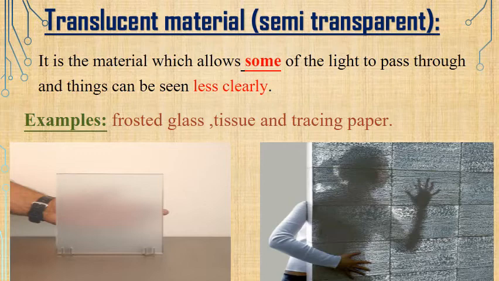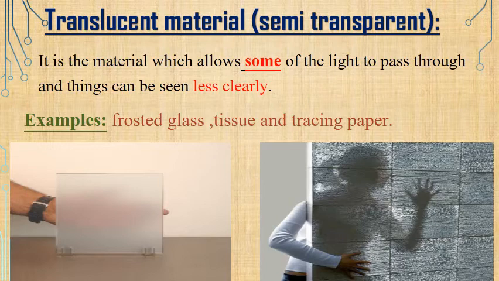Why? Because this surface in front of her is made of translucent materials, and translucent material is what? It is a material which allows some of the light to pass through it, and objects behind can be seen less clearly. Like what? We have some examples of translucent materials. First one is called frosted glass. Frosted glass, like the two pictures in front of you. This is a type of frosted glass.